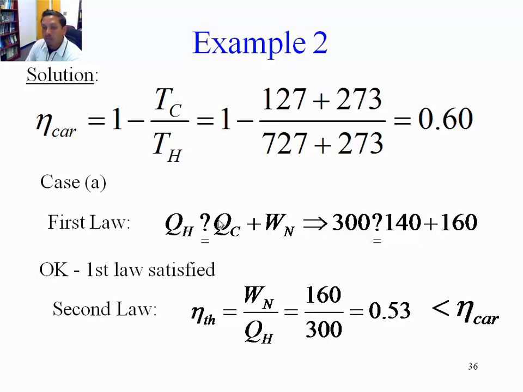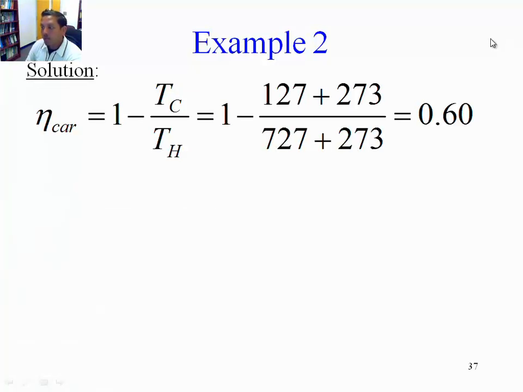Okay, so now we confirm the first law of thermo, the second law of thermo. That means that this particular cycle and that data that is claimed is possible. Second law of thermo is satisfied as well.